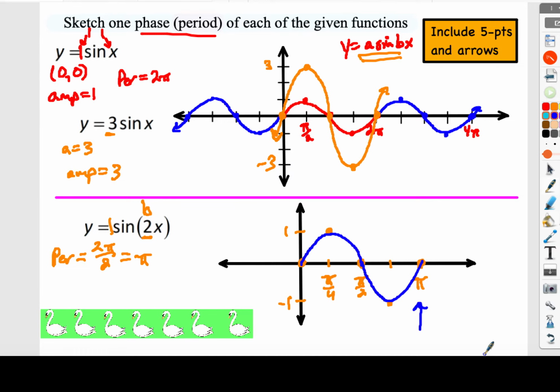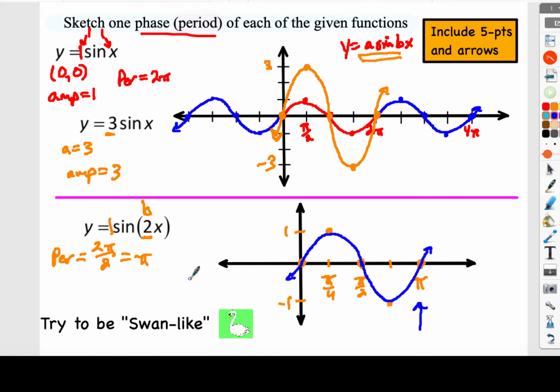Do your best to draw these as smoothly as possible. Again, we're going to put a couple arrows on there. But again, that's one decent looking period change of our graph. And what I always want to encourage you to do is draw these as swan-like as possible. When you say the word swan, it makes you think of just a nice smooth line, right? As swan-like as possible here.